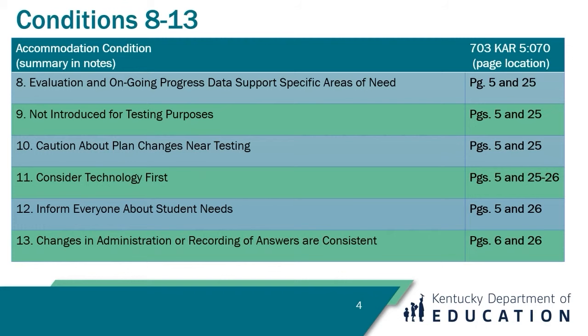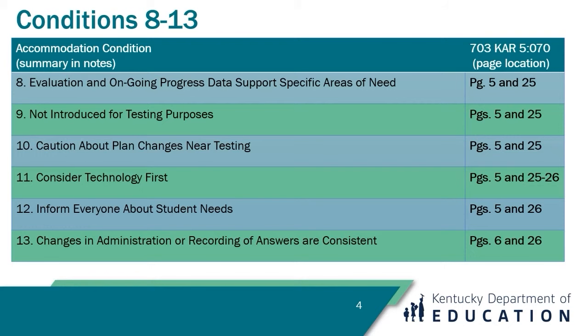Number 10, caution shall be used prior to making IEP, 504 plan, or PSP changes related to accommodations near or within the state-required content assessment window. Changes may occur based on the time an annual meeting is to occur. It is important that any change made is supported through data and evidence.